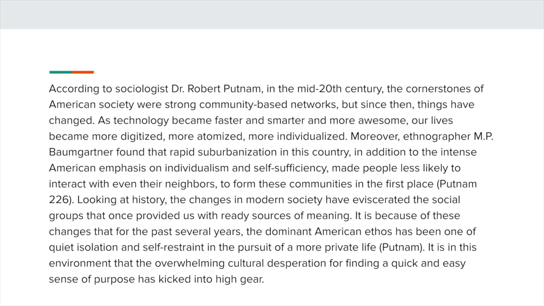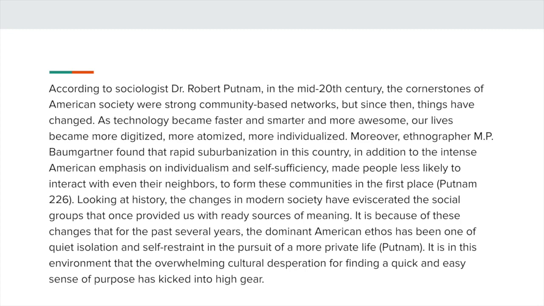According to sociologist Dr. Robert Putnam, in the mid-20th century, the cornerstones of American society were strong community-based networks. But since then, things have changed. As technology became faster and smarter and more awesome, our lives became more digitized, more atomized, more individualized. Moreover, ethnographer M.P. Baumgartner found that rapid suburbanization in the country, in addition to the intense American emphasis on individualism and self-sufficiency, made people less likely to interact with even their neighbors, to form these communities in the first place.